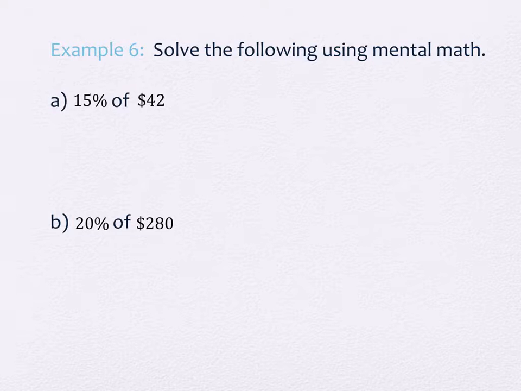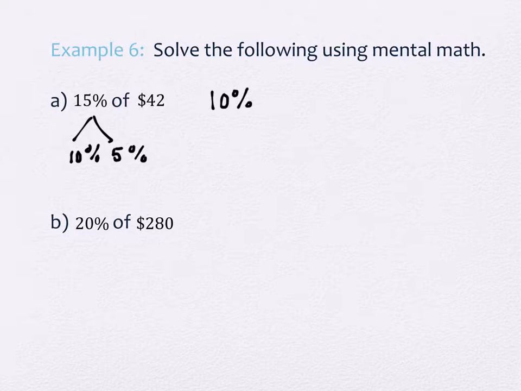So 15%. Any thoughts about how you could do that without taking your calculator out and multiplying by 0.15? That's not mental math, okay? I think of it as doing it by 10 first, because 10% is easier for me to figure out. So like 10% of 42 is going to be about 4 point.